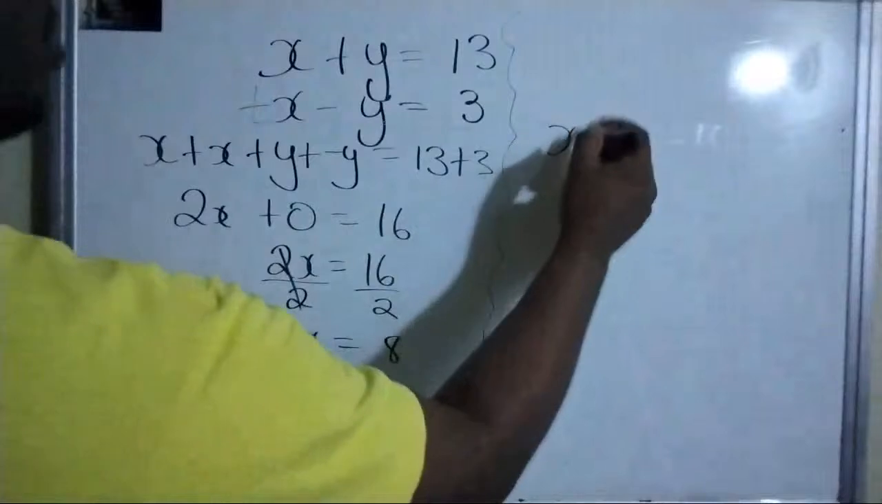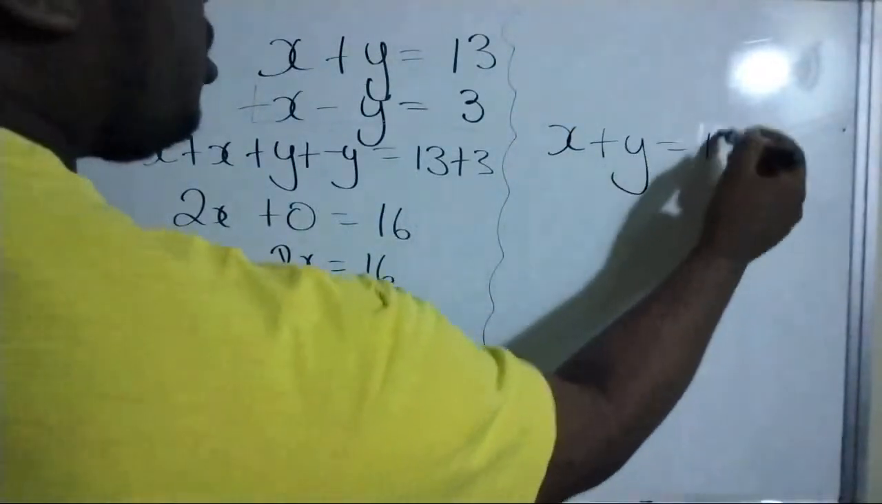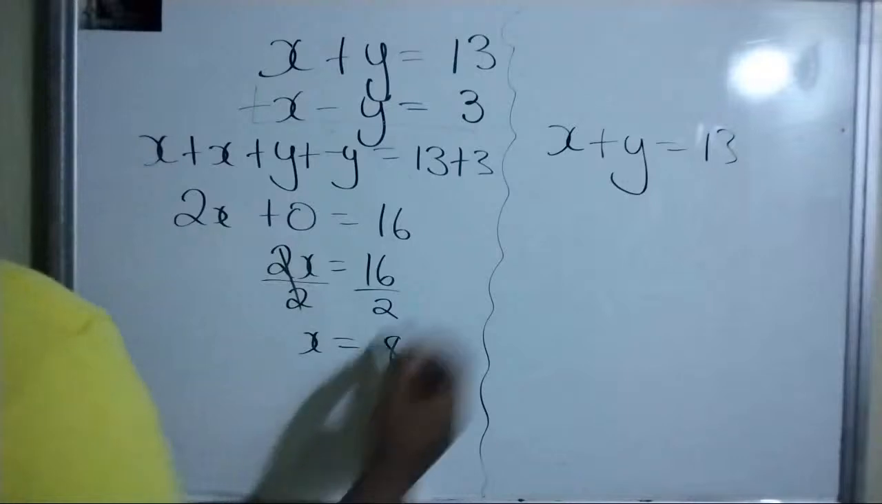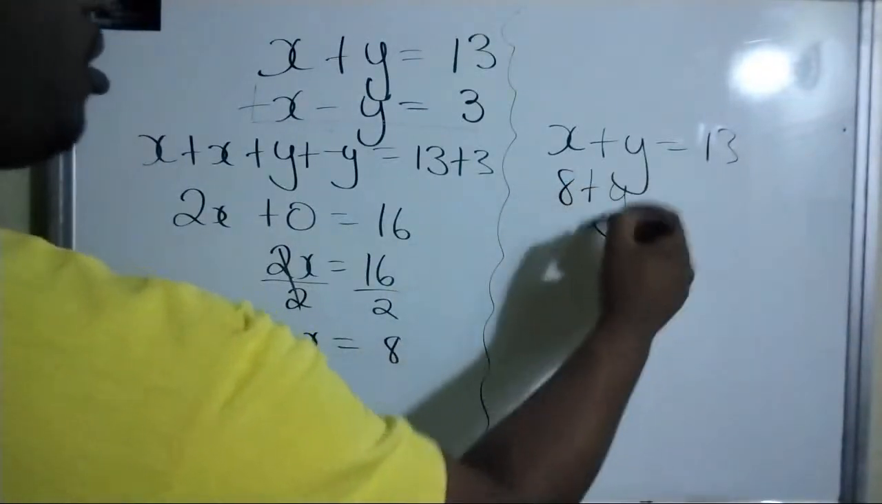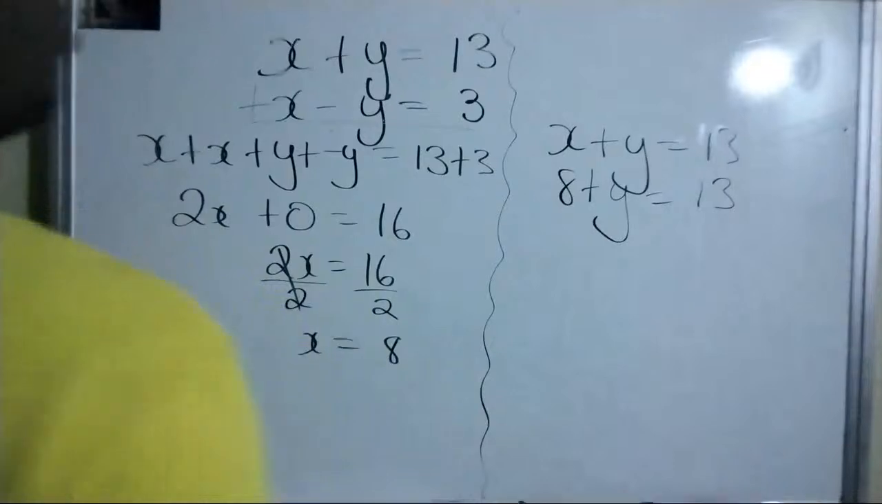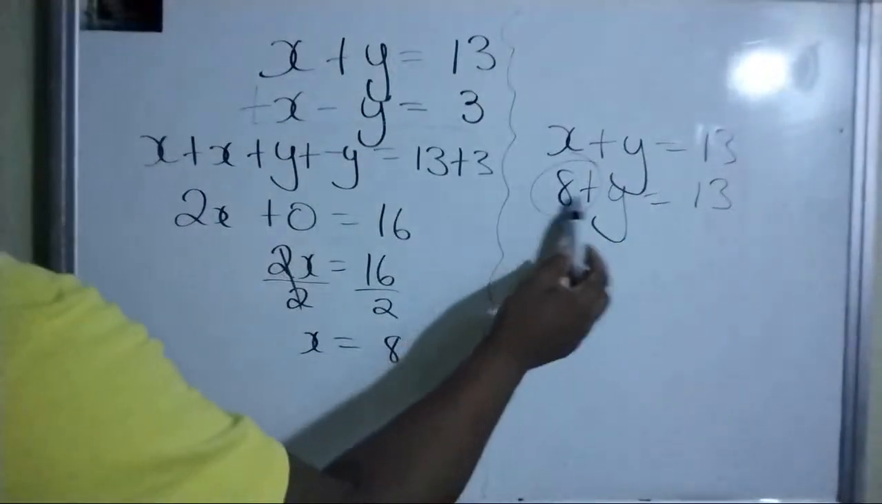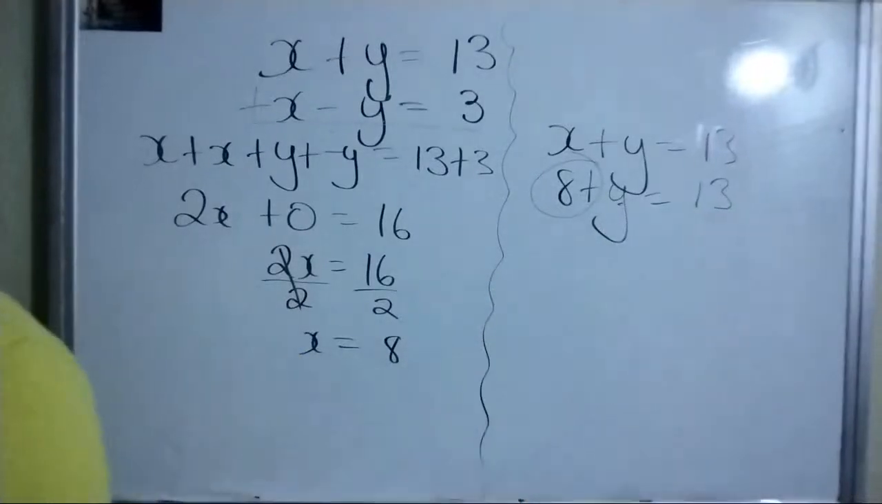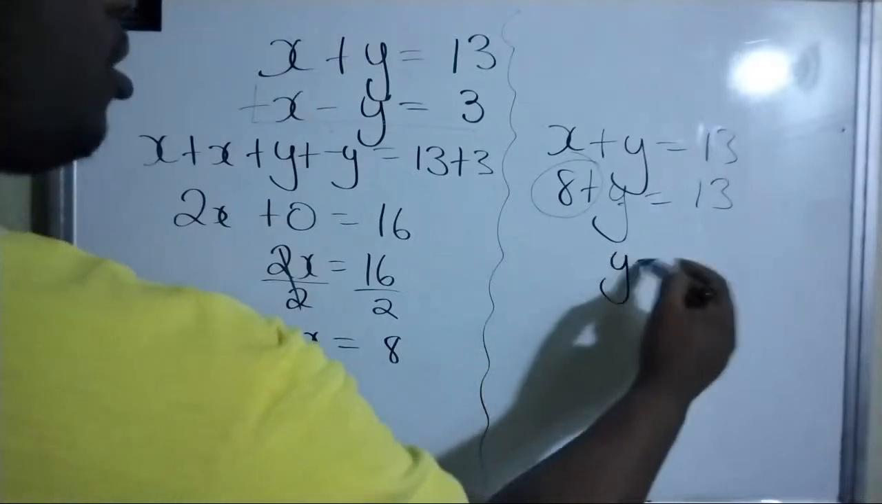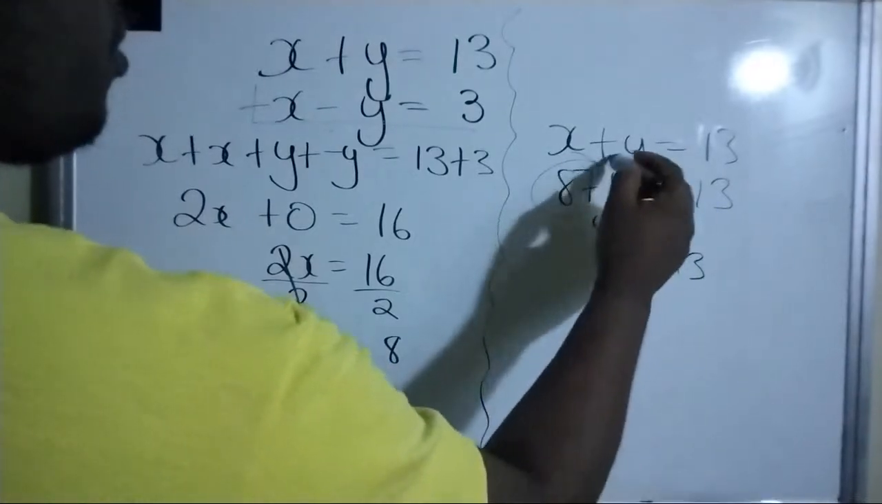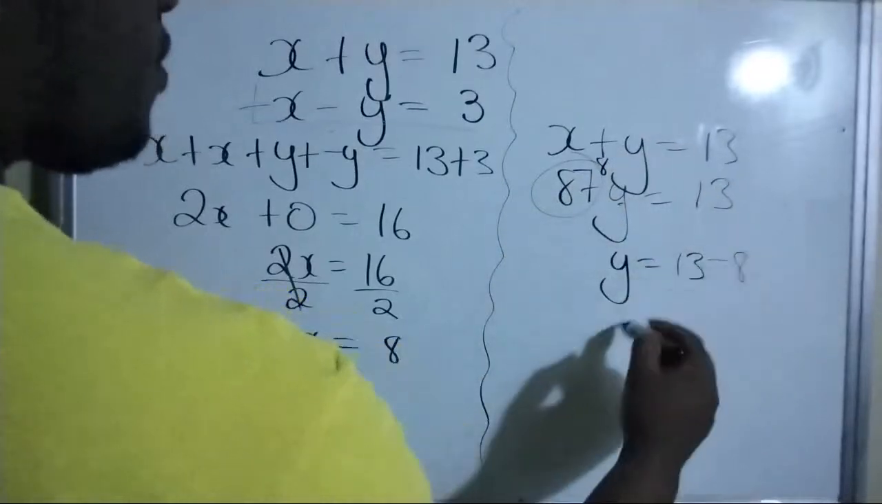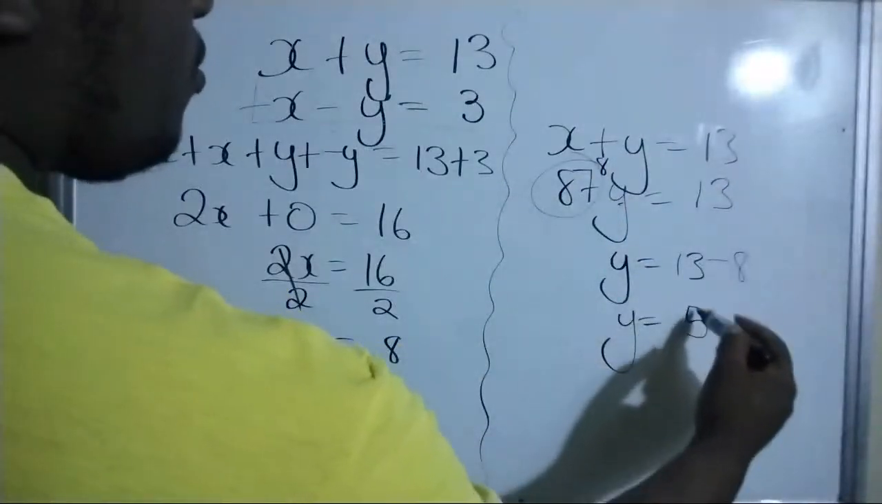So we have x plus y is equal to 13. But we know the value of x to be 8. So we substitute: 8 plus y equal 13. And then now we subtract 8 from both sides. All this is saying, 8 plus what gives us 13? But to show working, we say 13, take the inverse, which is minus 8. So therefore, y is equal to 5.